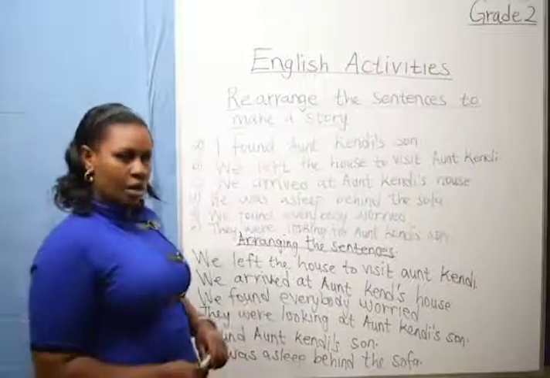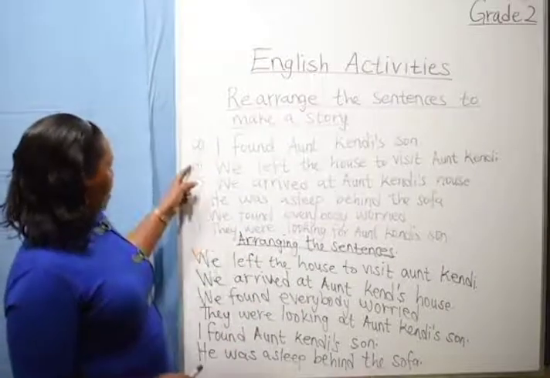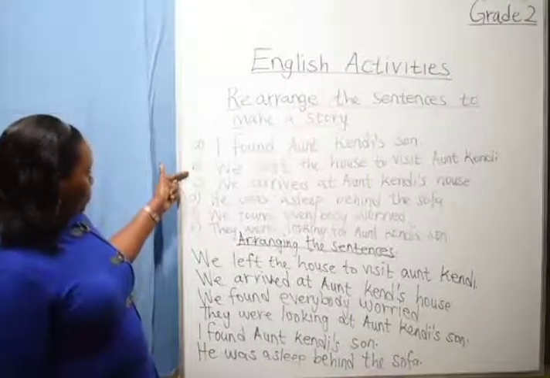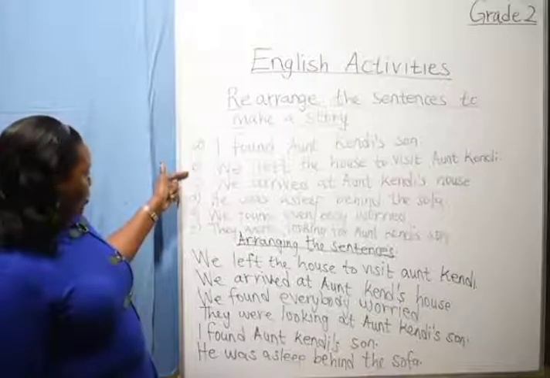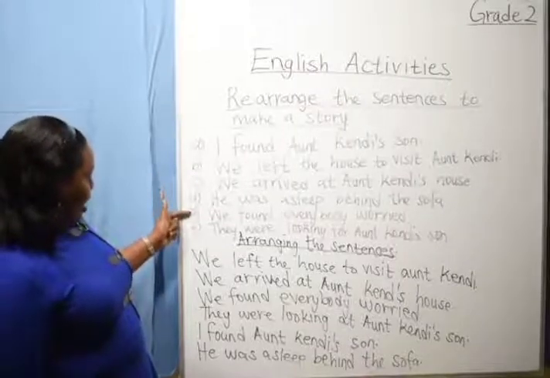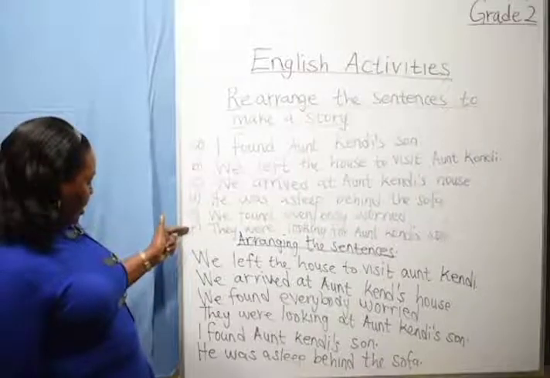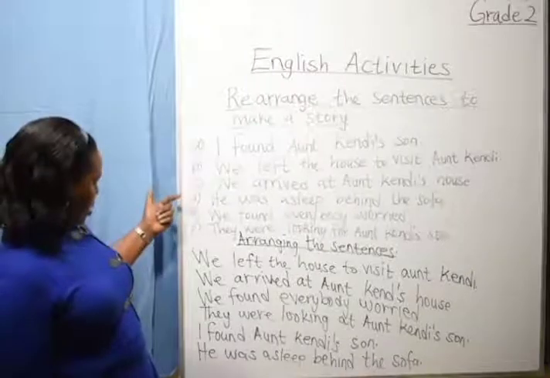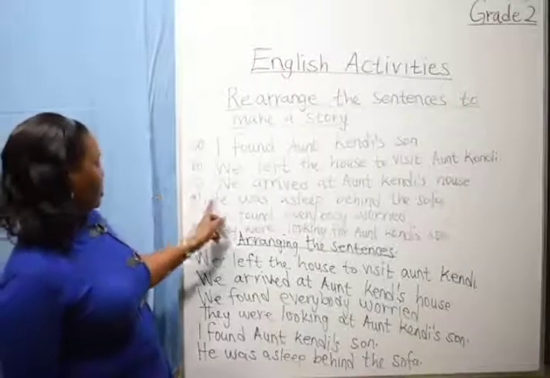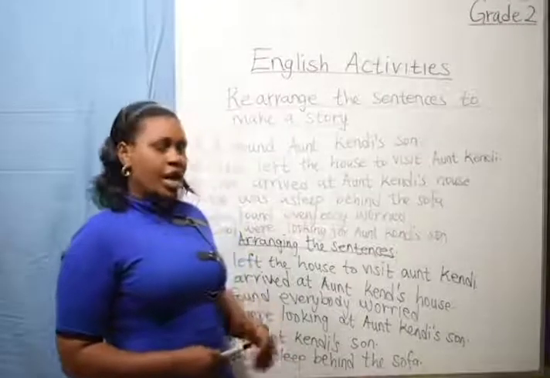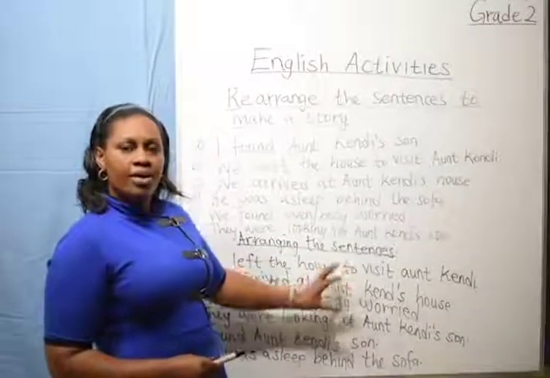Are we together, children? We have started with number 2, that is B. After B, we went to C. After C, we went to A. After A, we write the sentence of I found, that is A, and the last one, he was asleep, that is D. That is our last sentence. That is how you are supposed to rearrange the sentences to make a story.